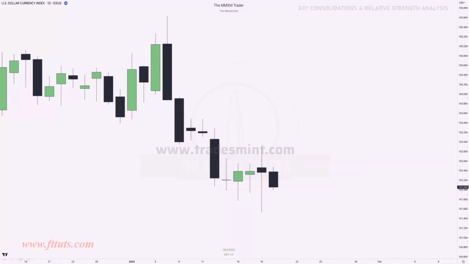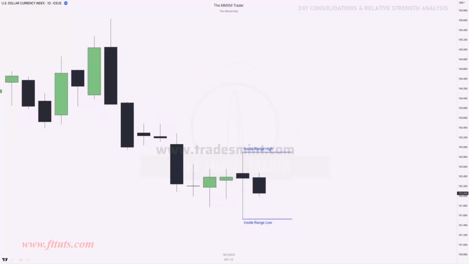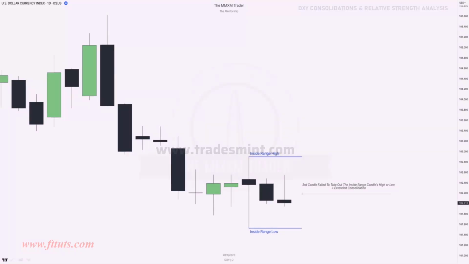Now an example on a candlestick chart, we've got the US dollar index over here, daily chart. Over here we've got our first candle, right, closing inside the previous candle. So now we've got an inside range high and inside range low formed, which looks something like this, right? Next candle needs to take out the inside range high or low, and failure to do so will result in an extended consolidation. Over here we can see that third candle failed to take out the inside range high or that inside range low, and now we can expect an extended consolidation, and we can look for those exotic pairs.